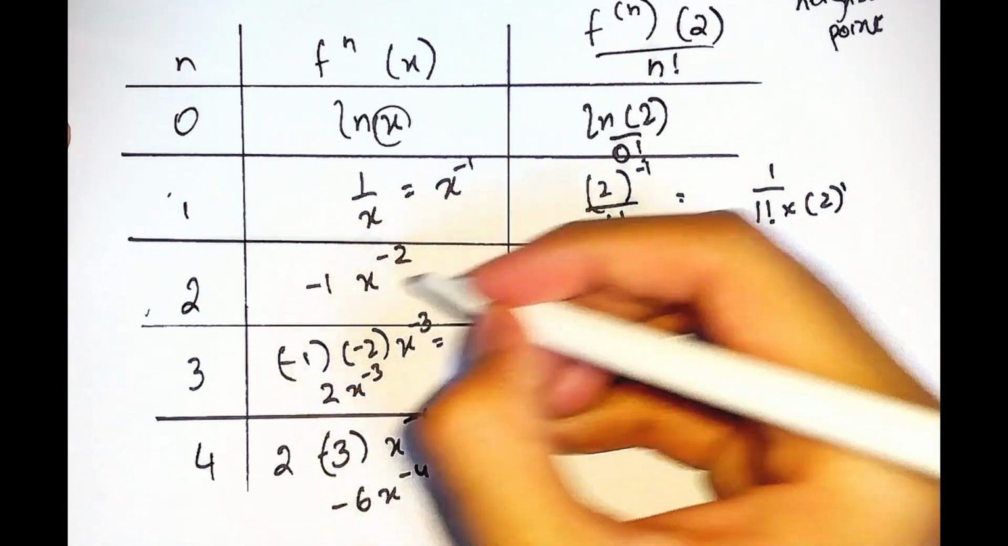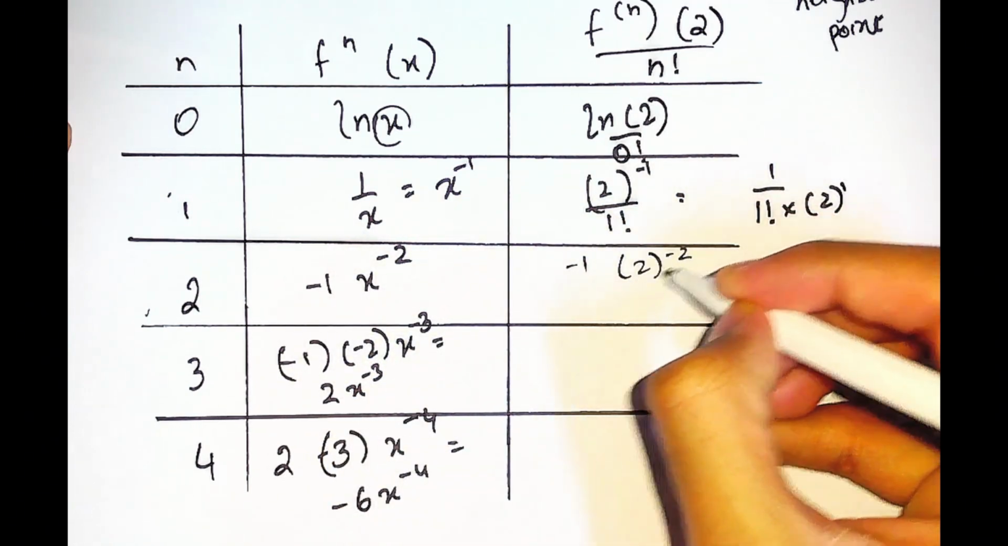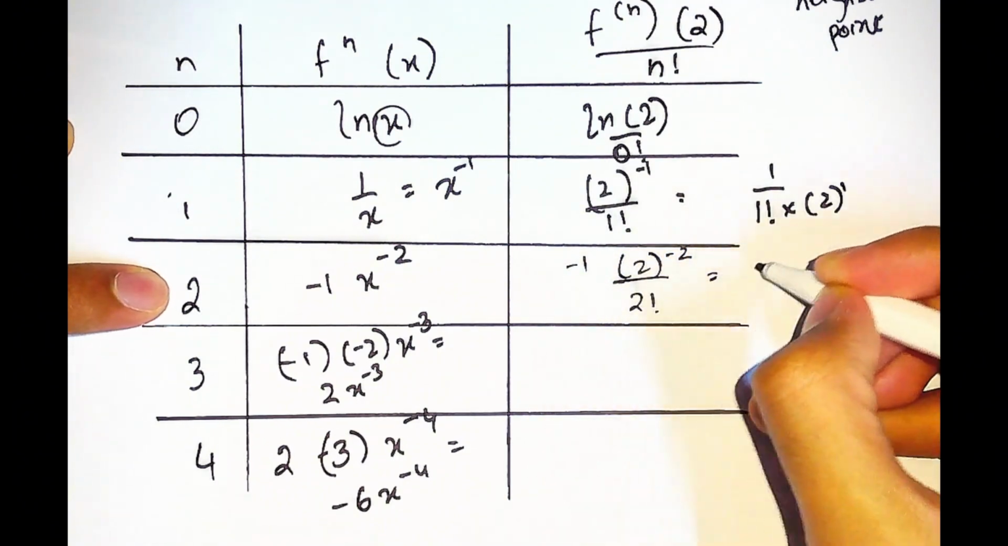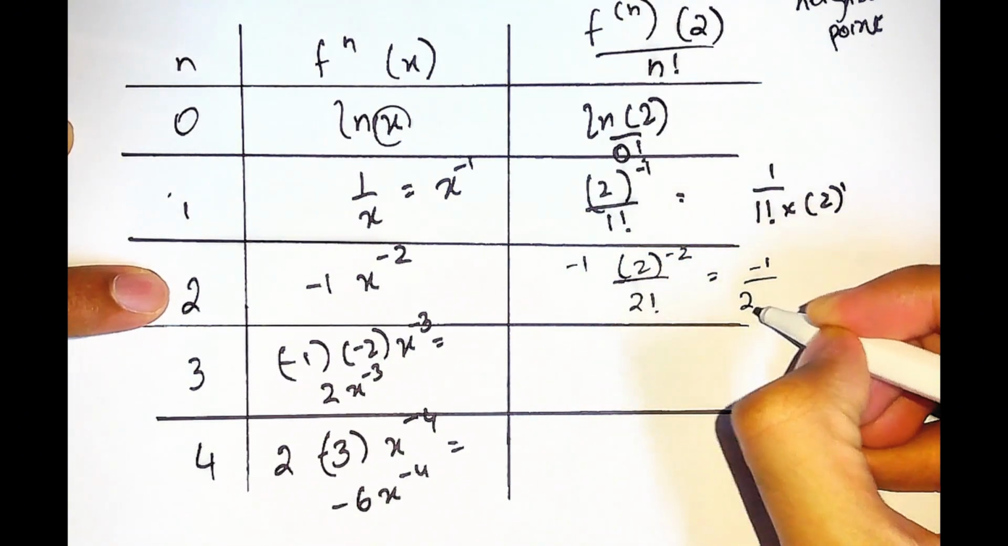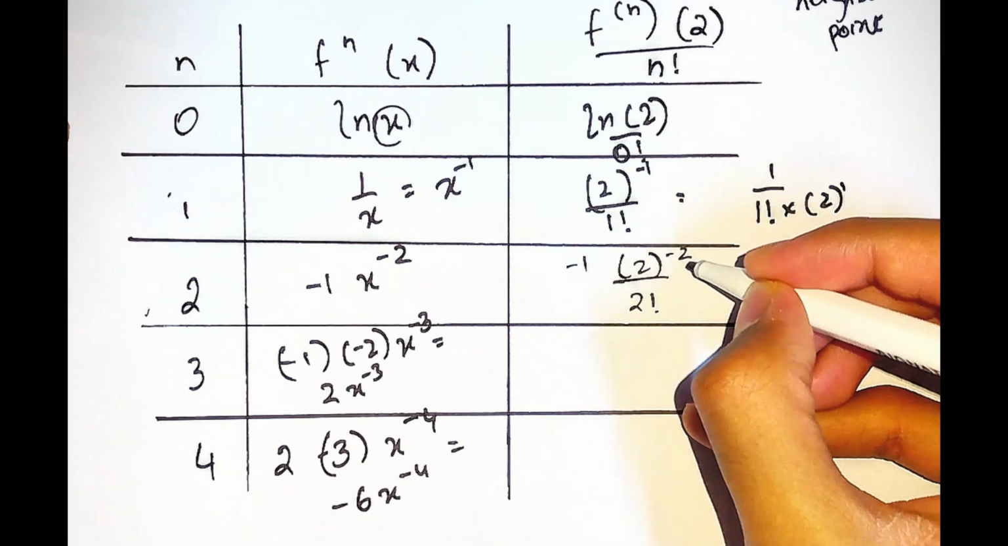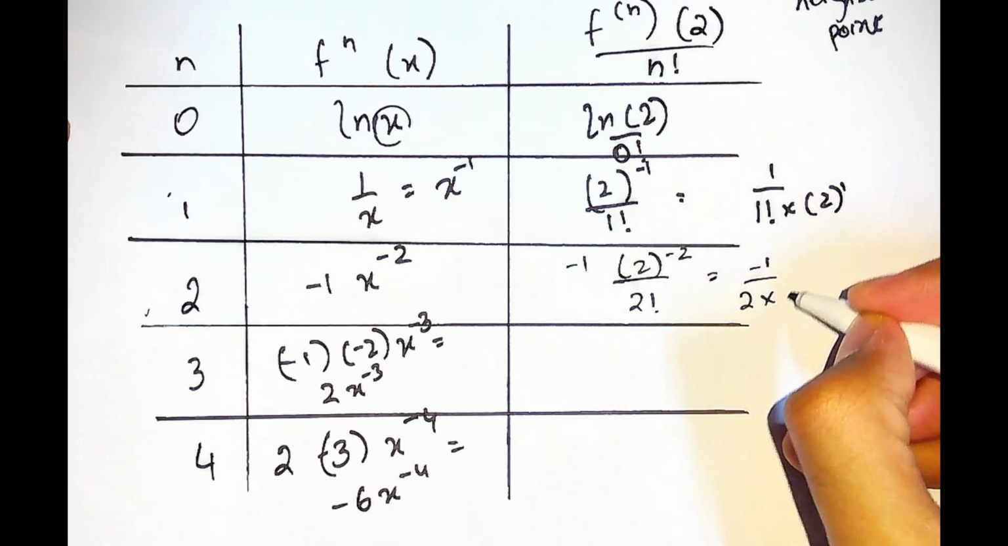Okay, so now we have negative 1. The value of x given to us is 2, power negative 2, divided by the nth factorial. What is n? 2. So 2 factorial. So this can be simplified as negative 1 will be as it is, 2 factorial is actually equal to 2, multiplied by 2 power negative 2 can be reciprocated. So then it will become positive, and we will have 2 power 2.